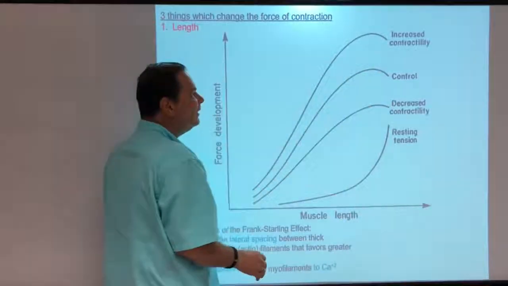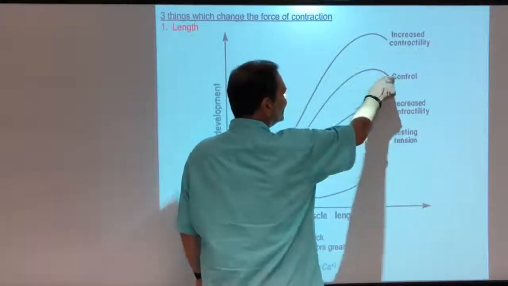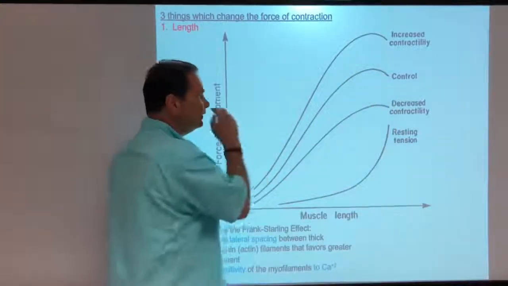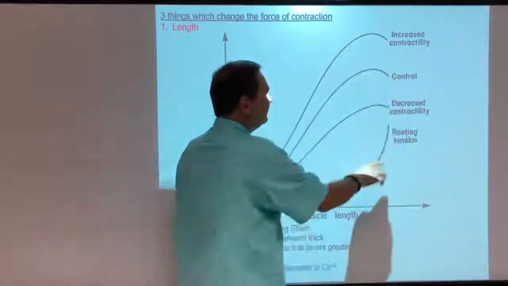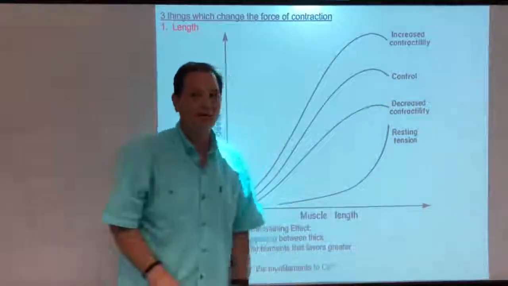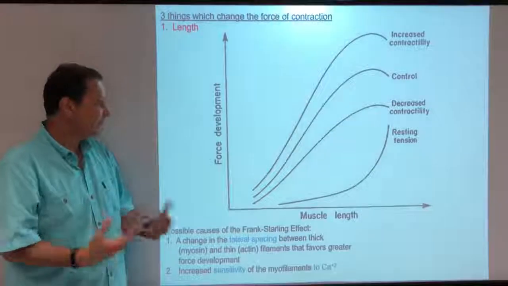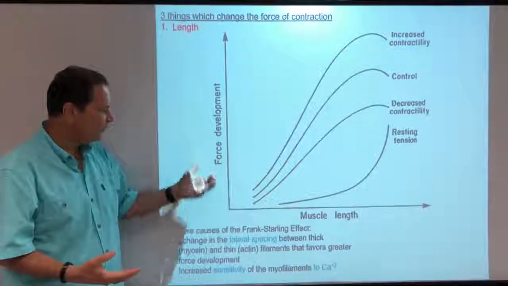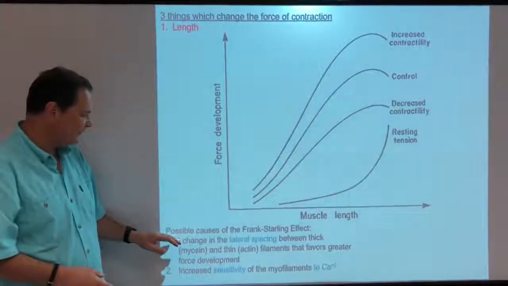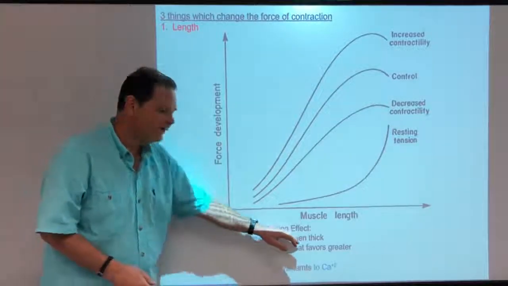And you'll recall that unlike skeletal muscle, there isn't much of a decline here. You literally can't stretch the muscle out too far beyond this point without breaking it. All right? So this is our classic increase in force with increased muscle length, and it is due to what they call the Frank-Starling effect.